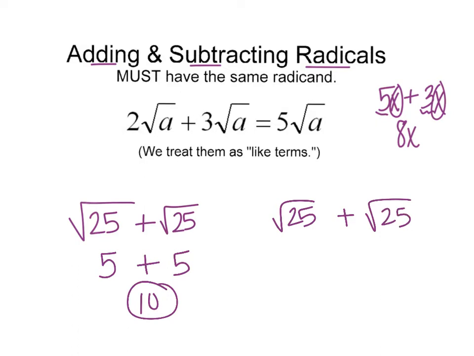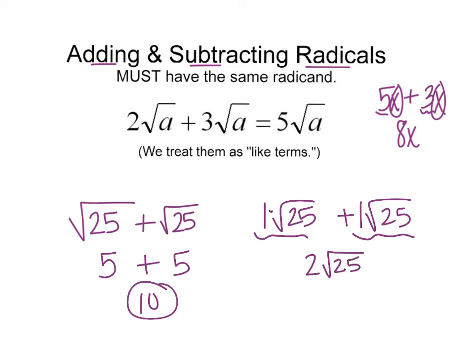It's basically, I could put a little 1 outside here. 1 times, think of it, it still means multiply. 1 times square root of 25, same thing. I put a 1 here. So look at this. I have 1 of the square root of 25s plus another 1 of those. That is actually the same as saying I have 2 of the square root of 25.